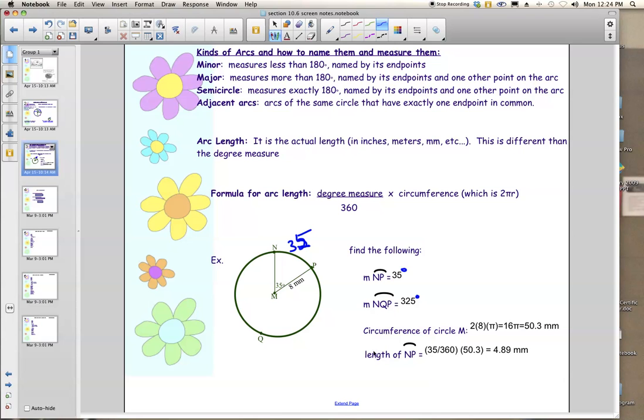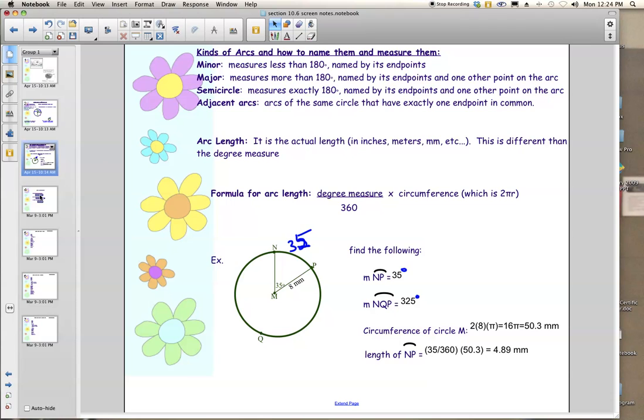The length of NP, when you're trying to find the actual length of the arc, remember you take your degree measure, how many degrees the arc is, and divide it by 360. That gives you your percent of the circle. And then you take your percent times the circumference around the entire circle, which we figured out was 50.3. So 35 divided by 360 times 50.3 gives us 4.89 millimeters. So that means the actual distance from N to P is 4.89 millimeters.